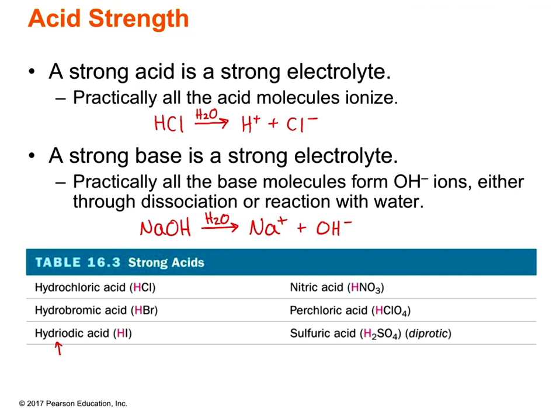And sulfuric acid is referred to as diprotic because it has two hydrogens. So it has two protons that can dissociate in solution.